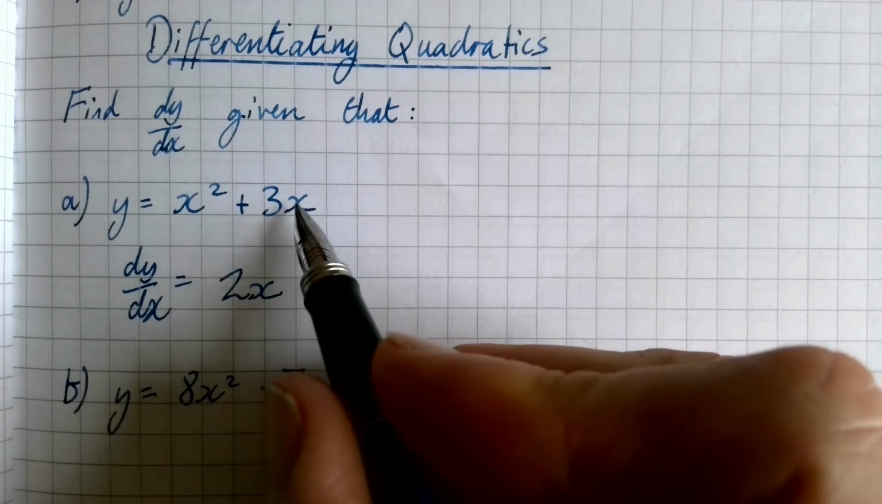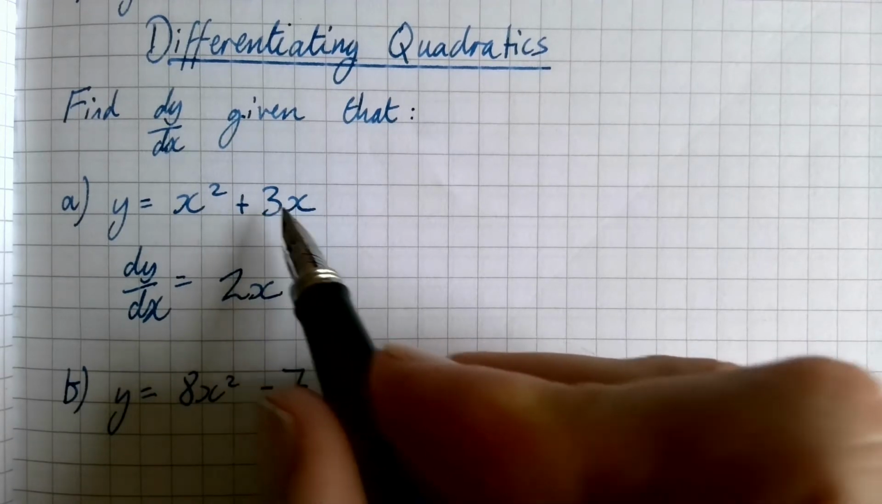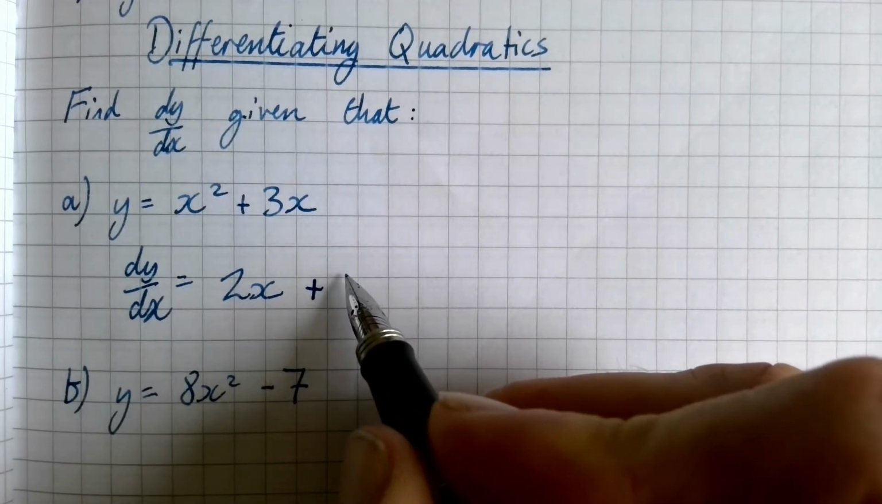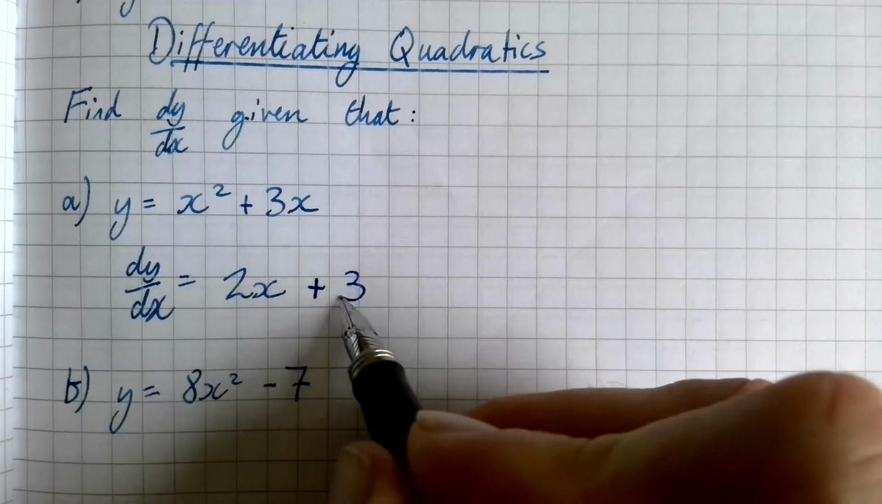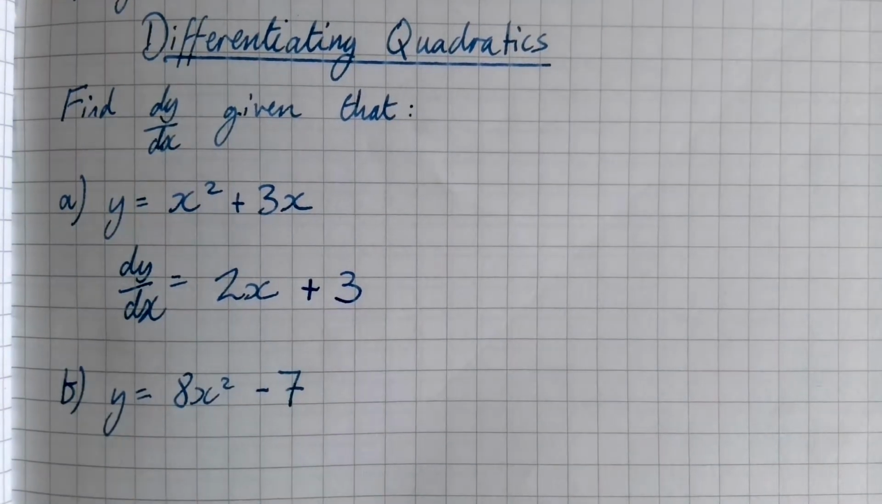So for that reason, whenever you've got single x's, you always just have this number, because 1 times that number will keep it the same. So that gives us dy over dx equals 2x plus 3. If you didn't get that, rewind it and watch it again.